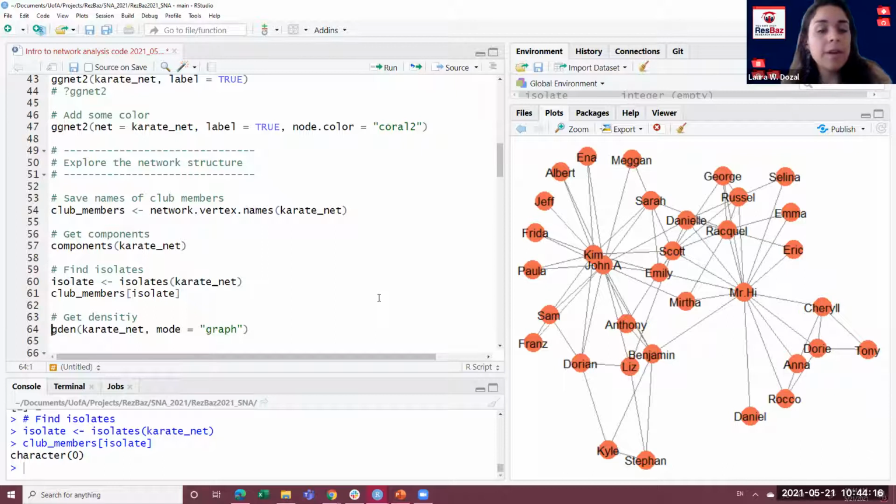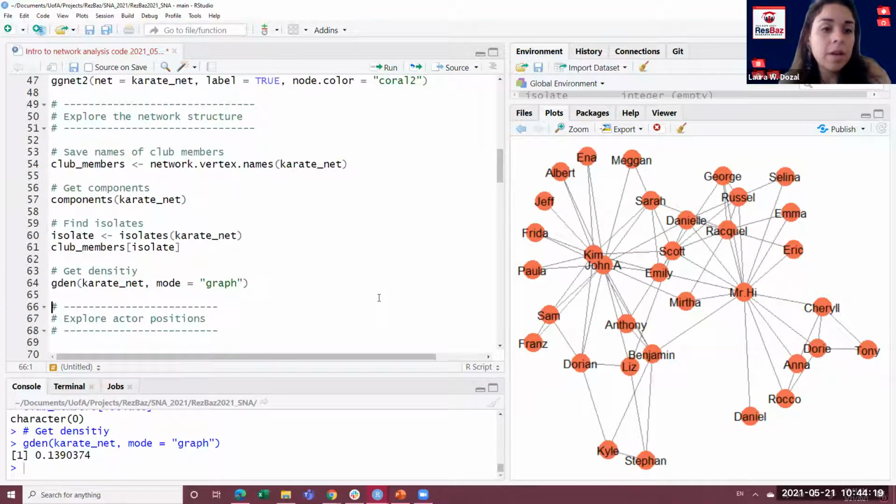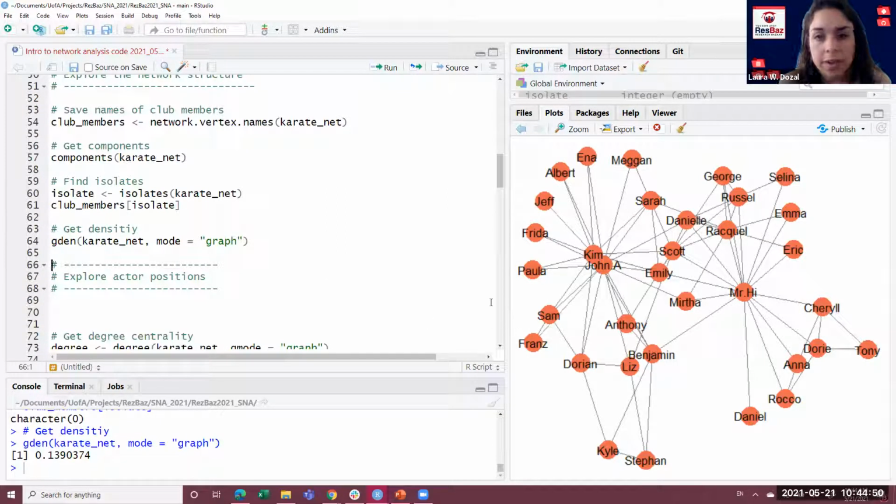So let's look at the density of the graph. How dense is our network? It's about a 0.14 density score, so it's a little on the lower density side, because if you all remember, we're looking at density on a 0 to 1 scale, 1 being highly dense, 0 being less dense. I guess it's not too bad, but it is not as dense, and that's fine. This just helps us know how connected everyone is to each other.